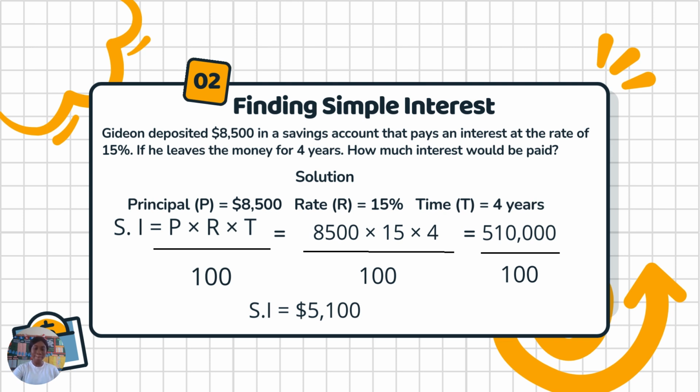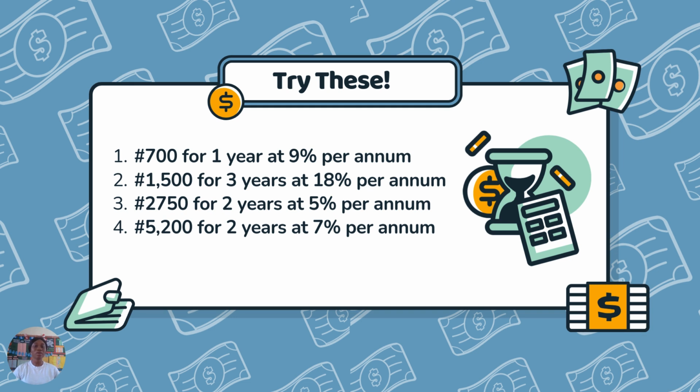So extra money. Now that we've learned what simple interest is all about, that is either about borrowing money or dropping money and collecting extra or giving out extra, do you think you can try out these questions?